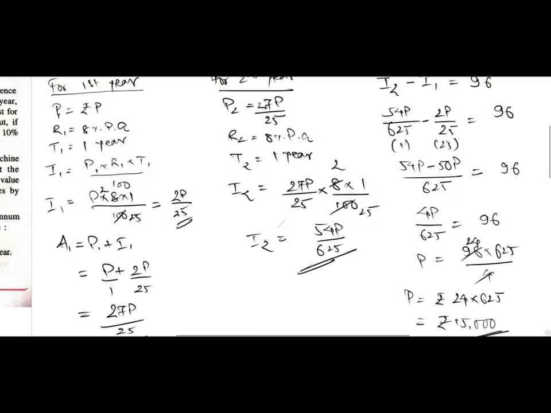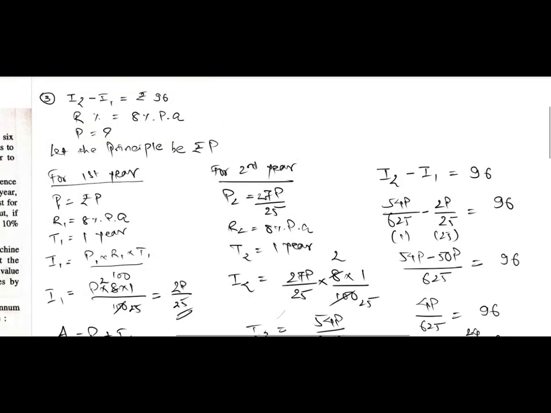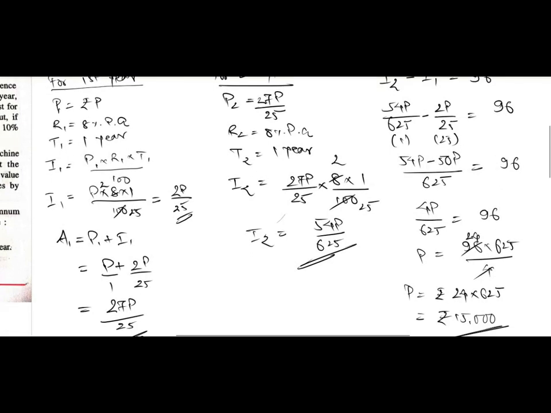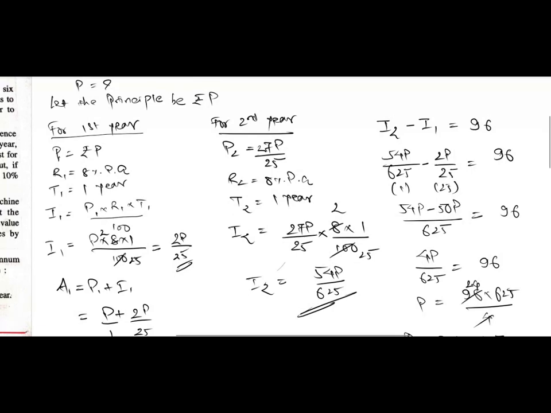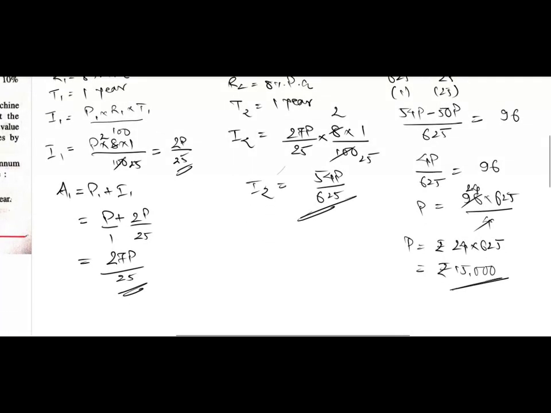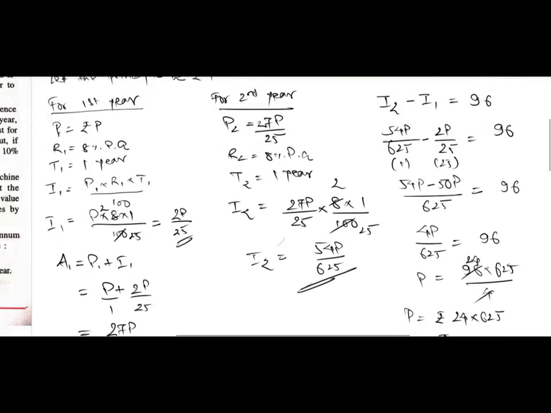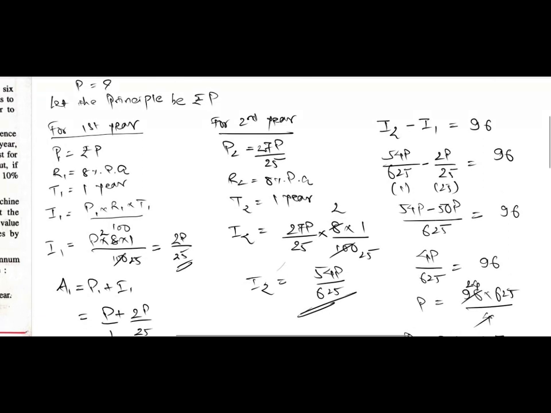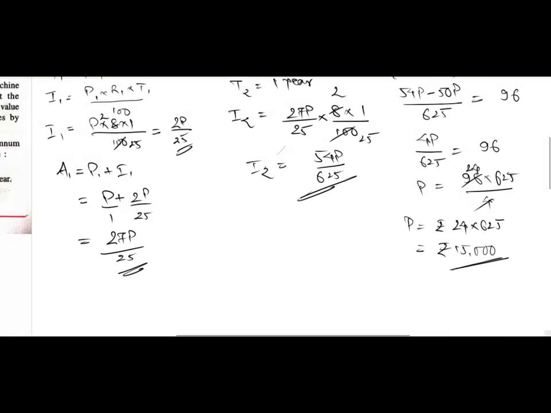Right, so that was the first doubt, question number 3. Whoever asked me this doubt, they actually made a mistake. They did not do I2 minus I1, but they did I2 minus A1. So that's why they were getting the wrong answer. But anyhow, this is solved now.